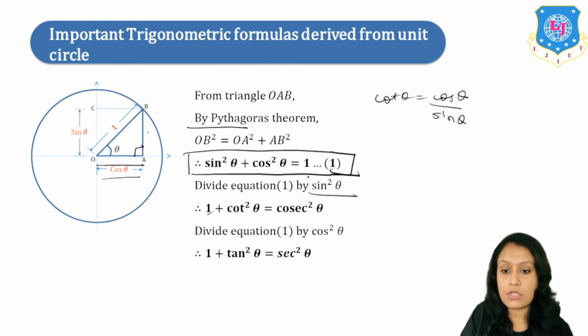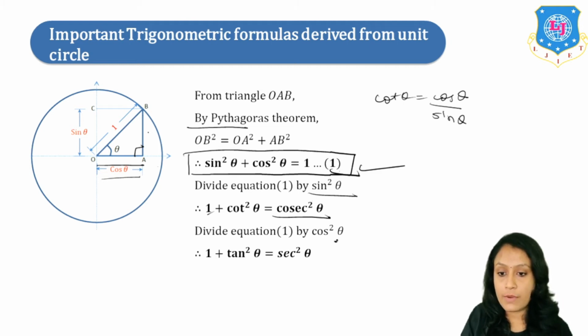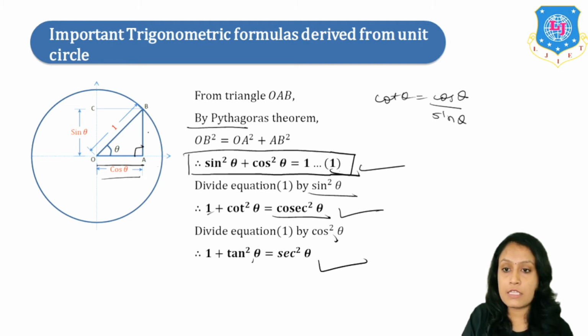Here cos square upon sin square will give you cot square theta, and 1 upon sin square will give you cosec square. Now again we are dividing equation number 1 by cos square theta. So cos square upon cos square will give you 1, sin square upon cos square will give you tan square, and 1 upon cos square will give you sec square. So we are getting another two important formulas.